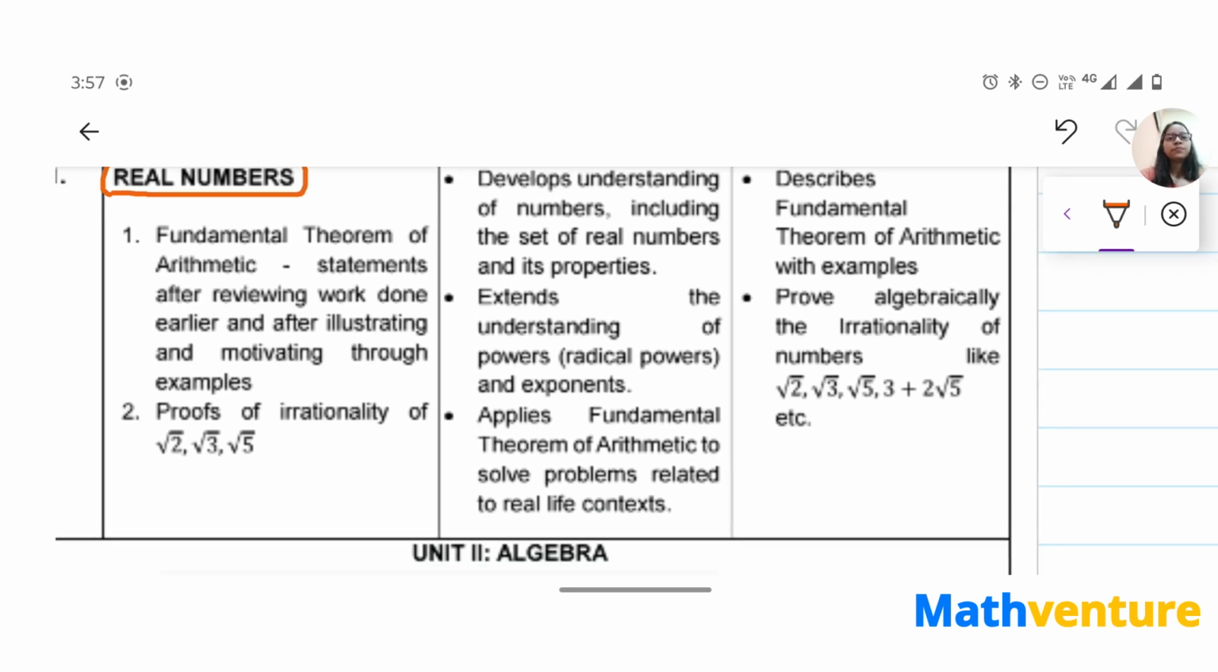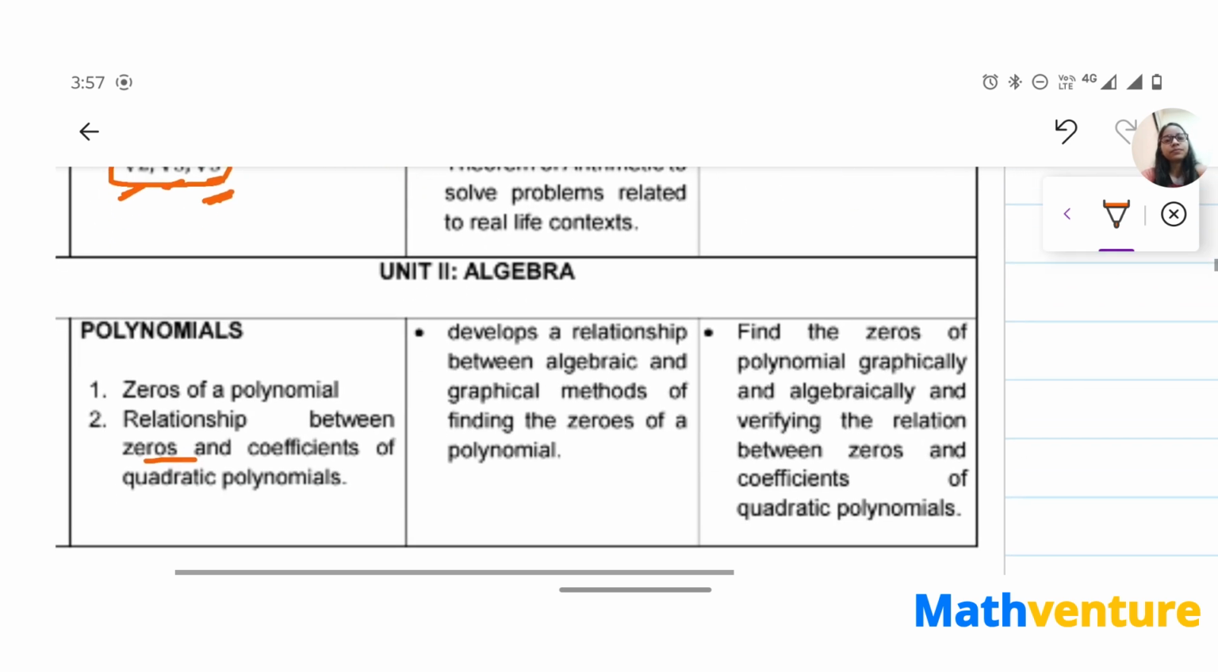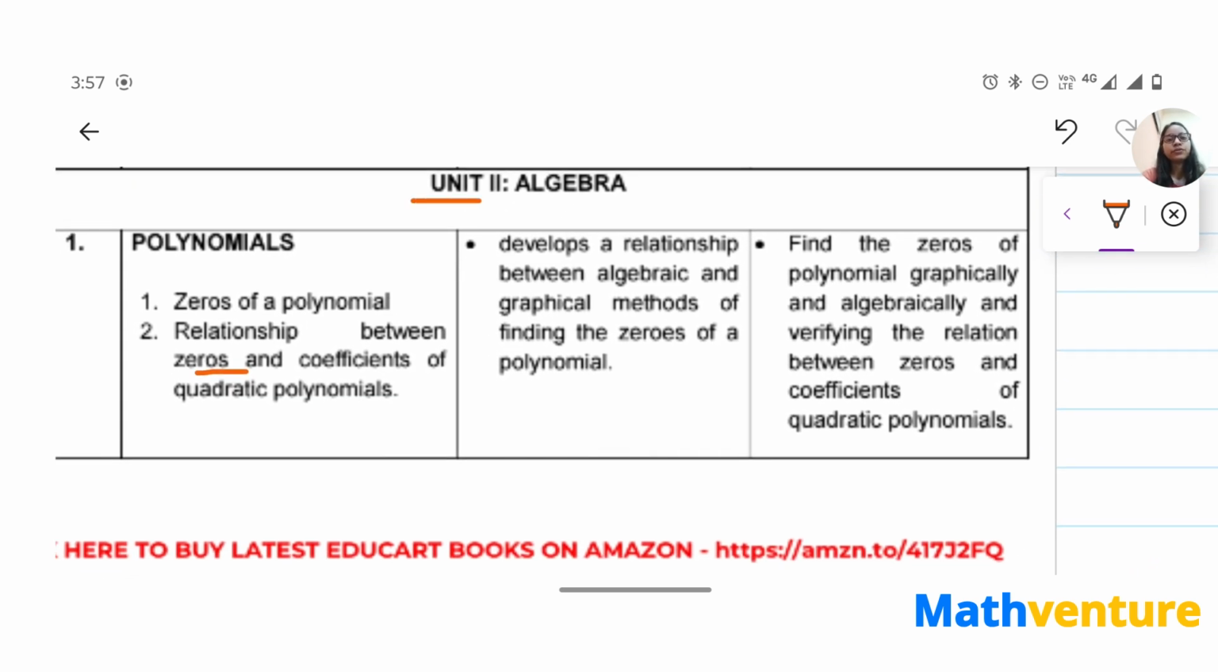This number system contains this kind of proof, where we will prove the irrationality of numbers like under root 3, under root 2, and under root 5. And you can also see this kind of question, with numbers to prove the irrationality. This is an important question and it has been seen many times in the board exams. Next is algebra, unit number 2.